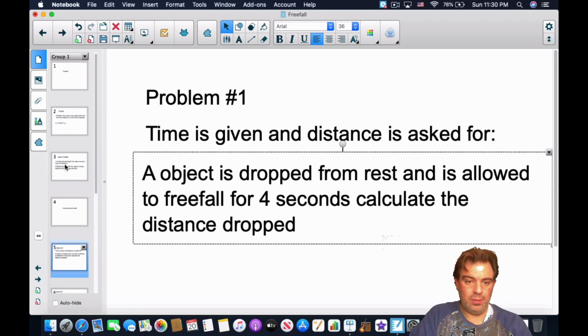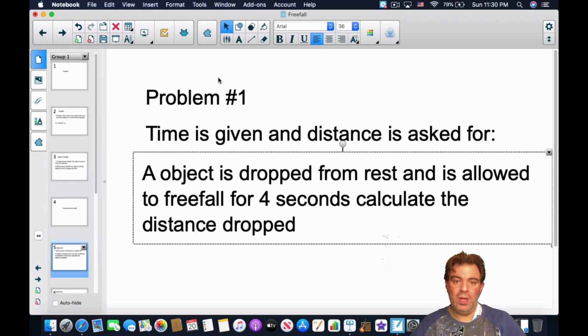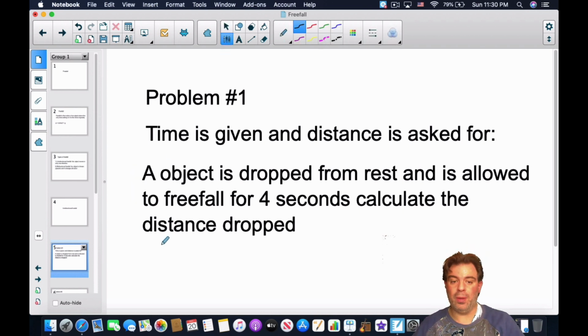The first one is when time is given and distance is asked for. Let's look at the following problem. An object is dropped from rest and is allowed to freefall for 4 seconds, and we have to calculate the distance that it fell, the distance that it dropped. So what are we going to do? Very, very simple.